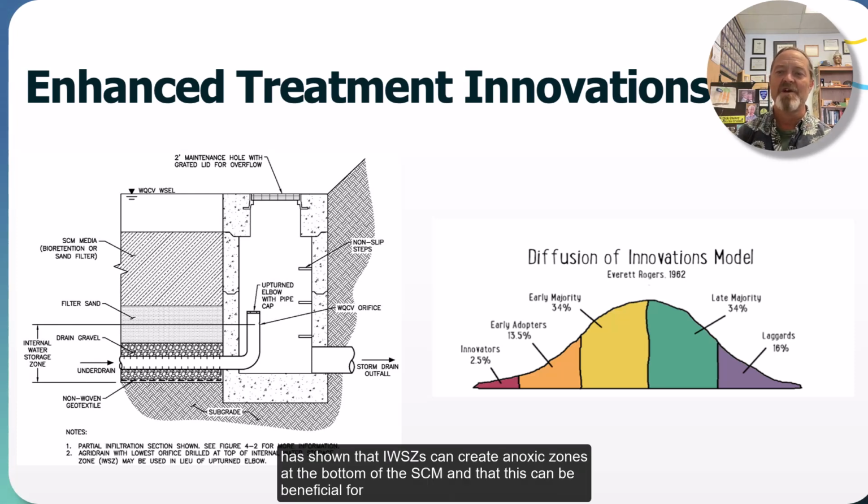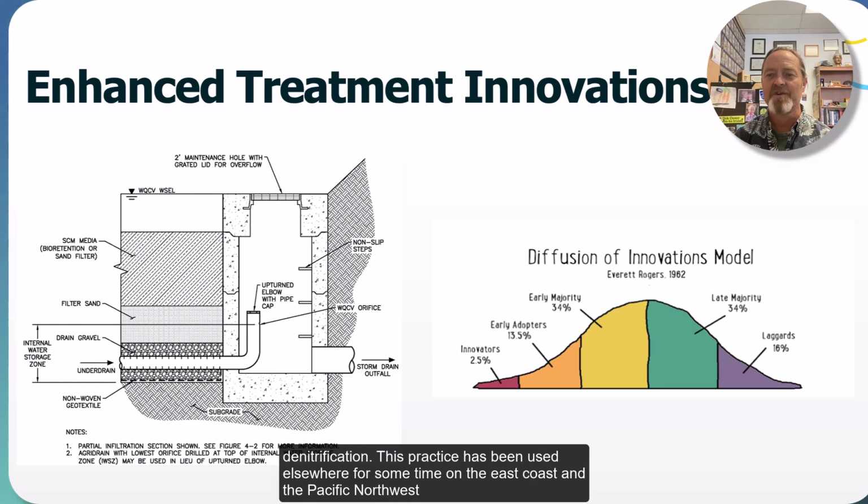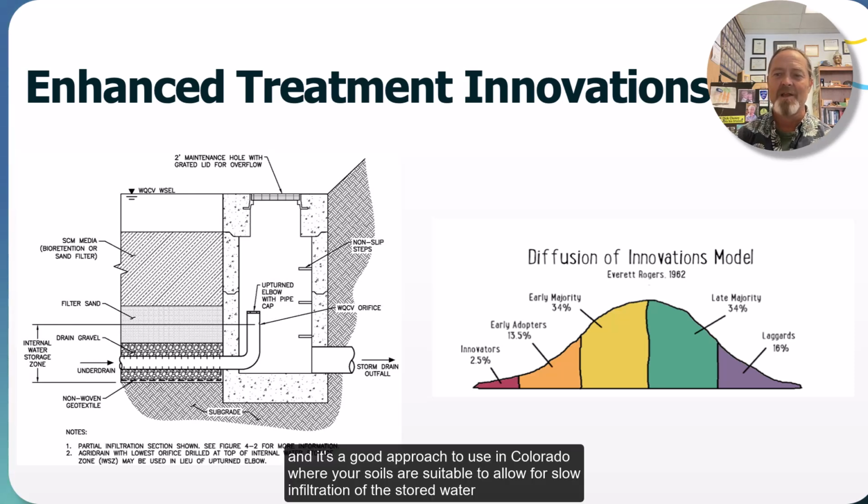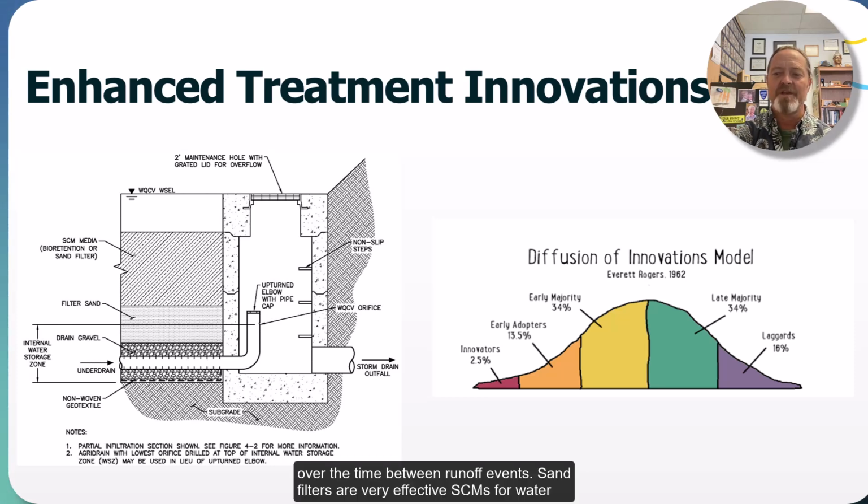Some research has shown that IWSZs can create anoxic zones at the bottom of the SCM, and that this can be beneficial for denitrification. This practice has been used elsewhere for some time on the East Coast and the Pacific Northwest, and it's a good approach to use in Colorado, where your soils are suitable to allow for slow infiltration of the stored water over the time between runoff events.